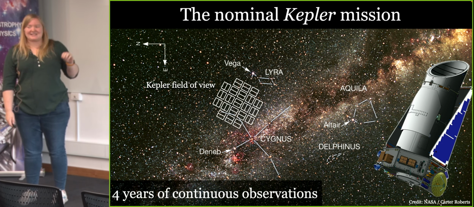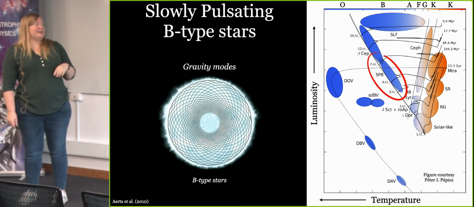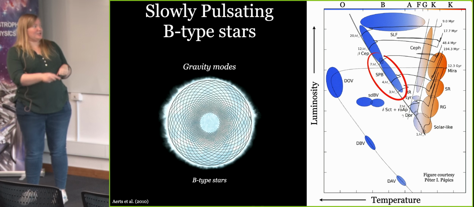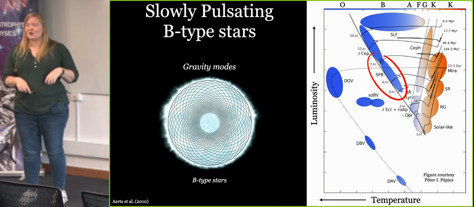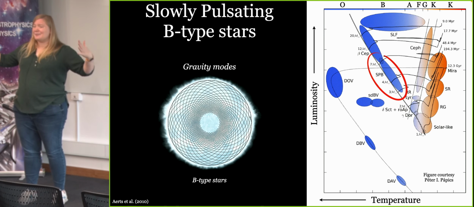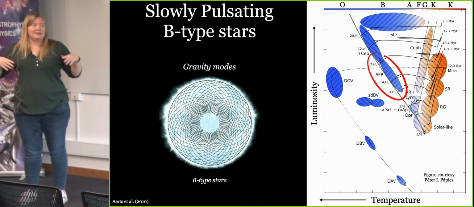So the most massive stars that were observed by Kepler that are pulsating are the slowly pulsating B-type stars, that's situated right here in the center of the diagram. And so these stars are called slowly pulsating because their pulsation periods are about half a day to 5 days total. Yeah? So they're quite long.